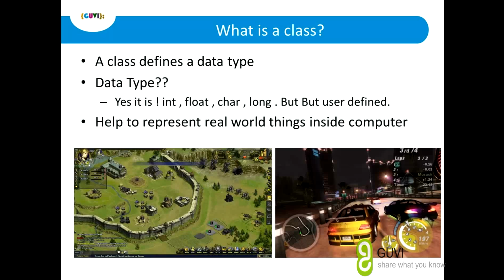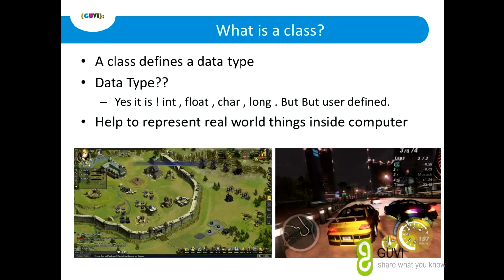For example, on the left side there is the game Age of Empires. In it, everything can be modeled as an object, like the fort you see, the soldiers, the trees, the location, the ground area, and all. That way it is easier to manipulate those objects while programming.